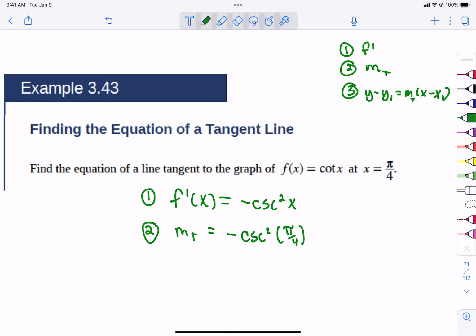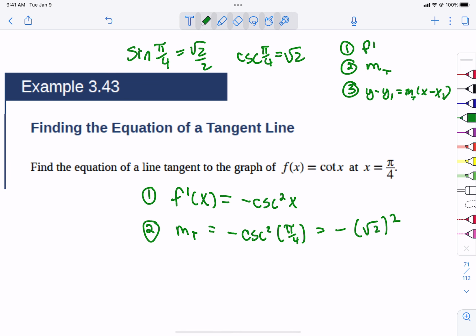Now this is going to take a little bit of trig thinking. The cosecant is the flip of the sine. The sine of pi over 4 is square root of 2 over 2. I love when they give us pi over 4s because the flip of that, so the cosecant, the flip of square root 2 over 2 is square root 2. The flip of square root 3 over 3 is square root 3. The flip of square root 5 over 5 is square root 5. So it's just kind of an interesting way it works itself out. And so this is the negative square root of 2 squared. So the square root of 2, when you square it, becomes 2, and then we have a negative, so it's negative 2.